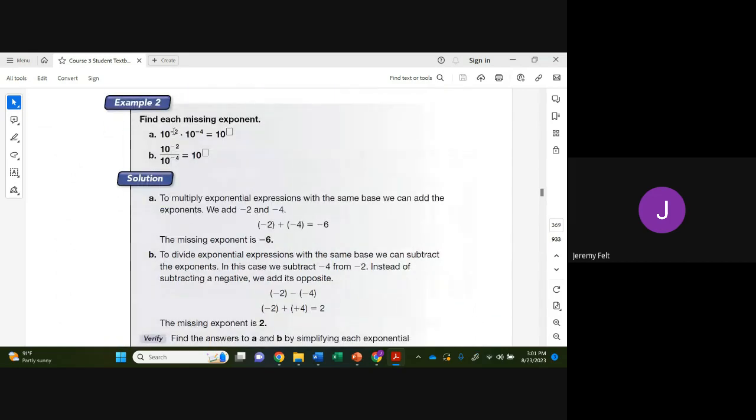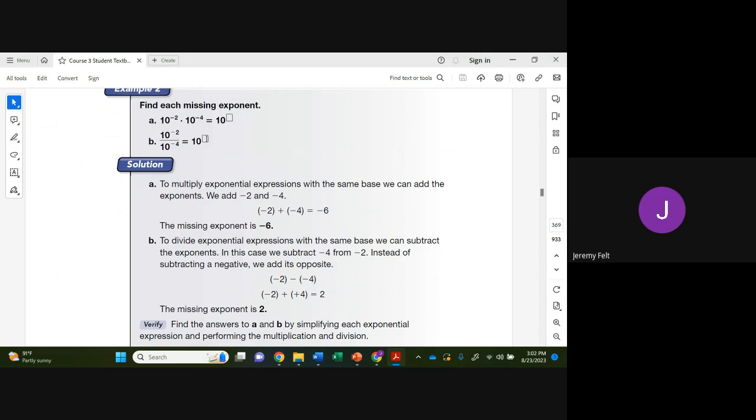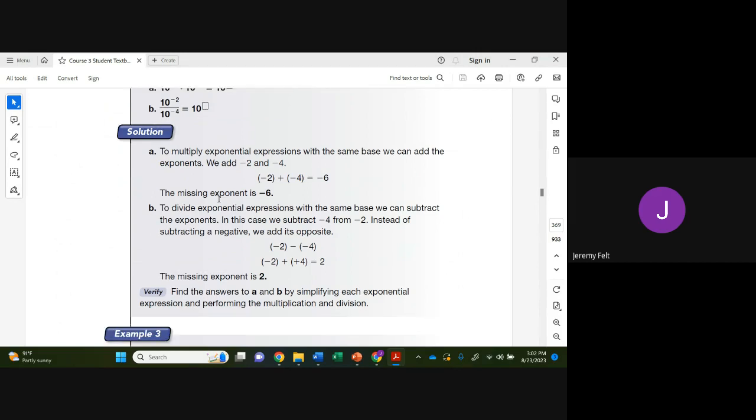Okay, so again, the same rules. If we have the same base and we're multiplying, then we add the exponents. So negative 2 plus negative 4 equals negative 6 right here. Okay, if we're subtracting because we're dividing, same base, negative 2 minus negative 4 is the same as negative 2 plus 4, because minus a negative gives me a positive, so that would be 2. Okay. If you put this in your calculator, it would come out to be 100, because it would be 10 squared, and that's 100.